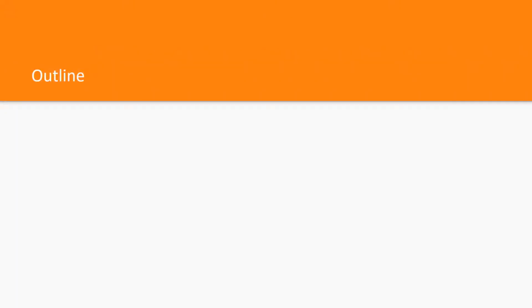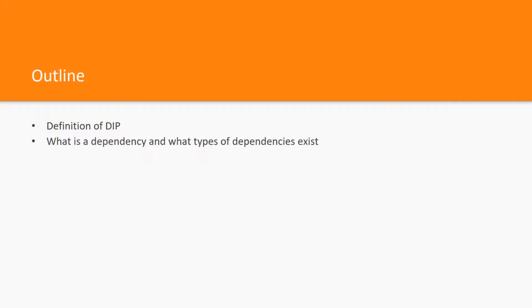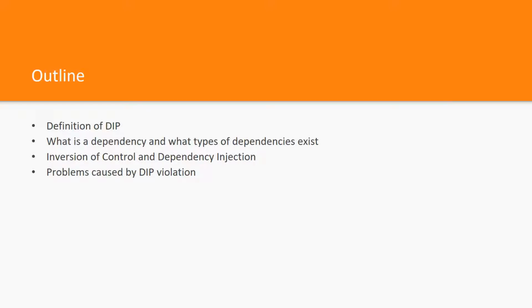Here is the outline of this section. First, we will start from the definition of the Dependency Inversion Principle, as usual. The definition will lead us to the necessity of understanding what is a dependency and what types of dependencies exist. Dependencies will lead us to the notions of inversion of control and dependency injection. You'll see the problems caused by DIP violation.